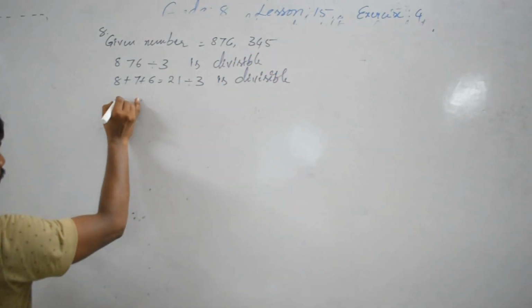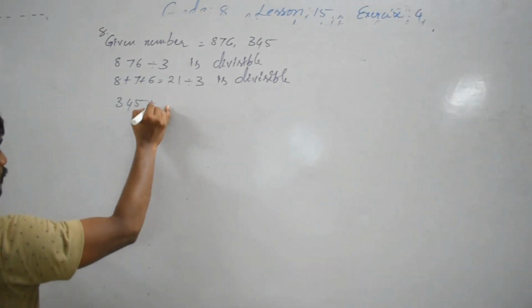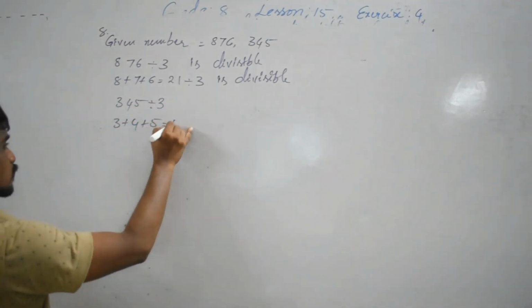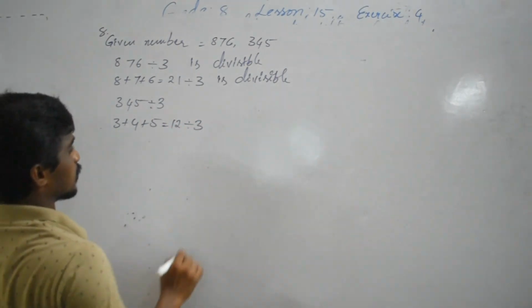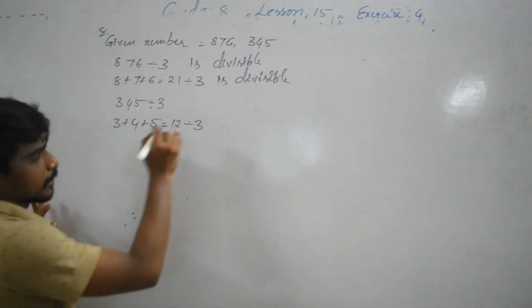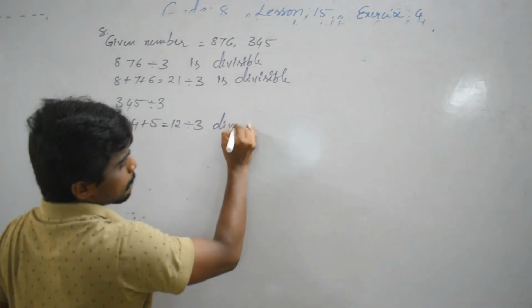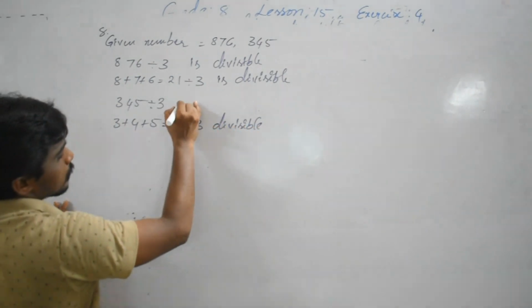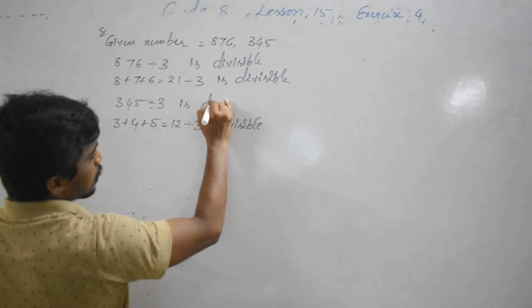Next one, 345 divided by 3. 3 plus 4 plus 5 is 12. 12 divided by 3. Divisible or not divisible? Divisible. So 345 is divisible.